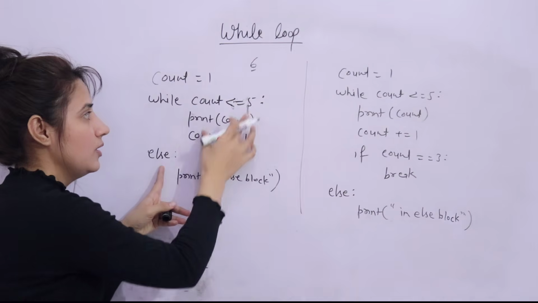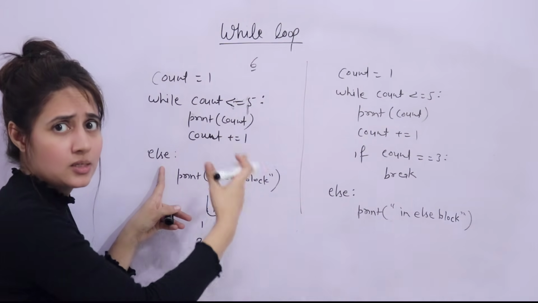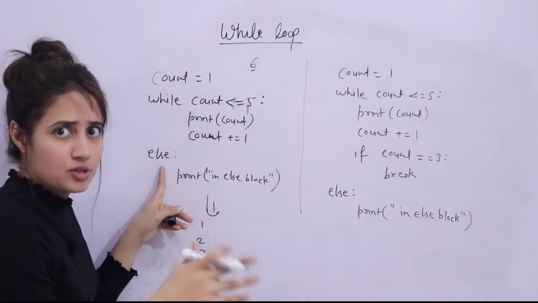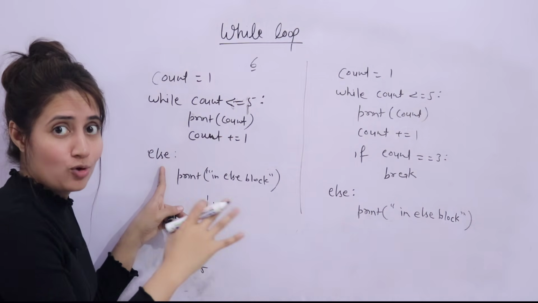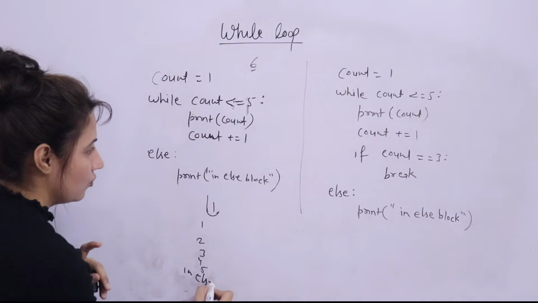Because here we have successfully terminated this loop. We haven't forcefully terminated it using break, and no exception occurred. If an exception is not there, then only this else block would be executed, and then the else block would be printed.